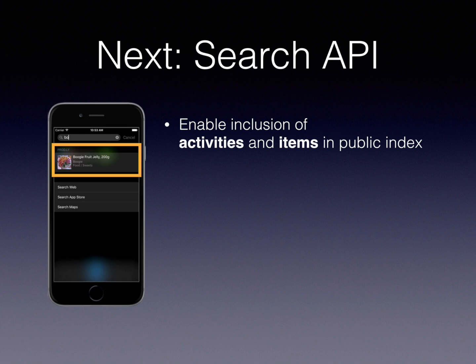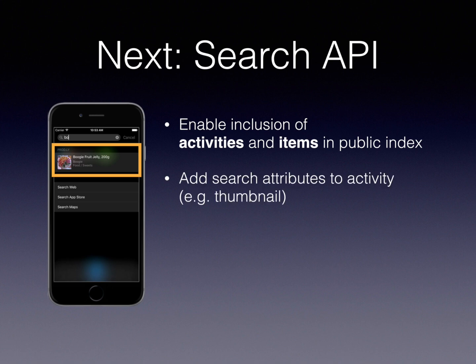You can also add attributes to either the activity or the item that you're indexing, for example, a thumbnail. I'm showing here a small product image on the left side, and you can specify additional text. In this case, I don't know if you can see it, it's the category, food sweets, and the name of the manufacturer.